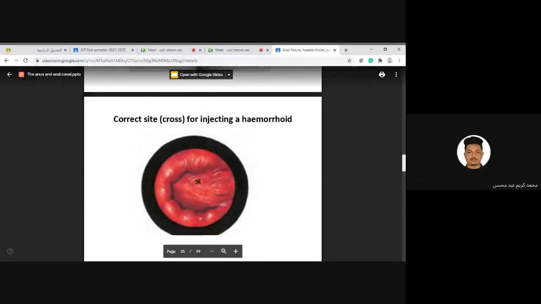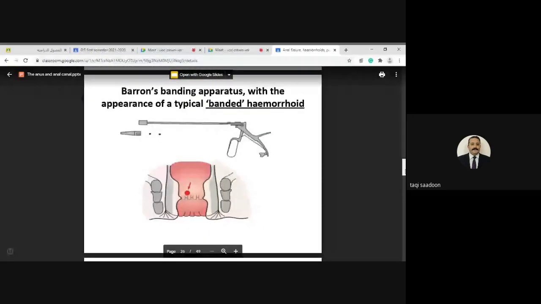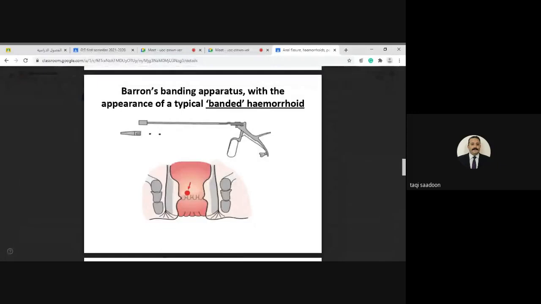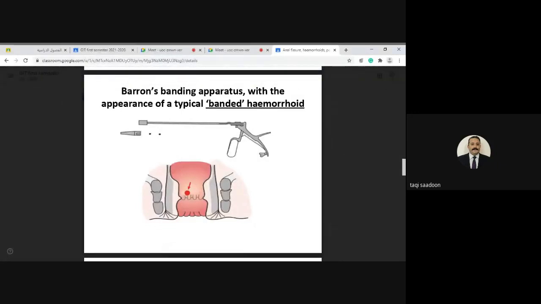To start with hemorrhoid management, we start with conservative management. That means avoid constipation, avoid straining at defecation, maybe local ointment. And sometimes we need injection of hemorrhoid. This is the site of injection of hemorrhoid. Here also, if we want to, we apply small bands, banding the hemorrhoids. Is this picture clear, students? This is called the Barron banding apparatus, and the typical banded hemorrhoid is the same thing.